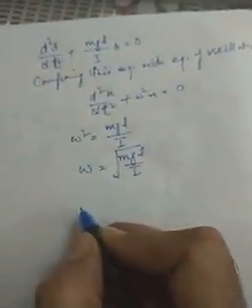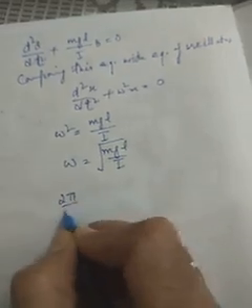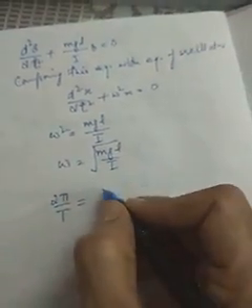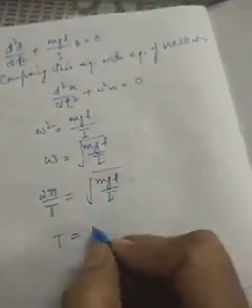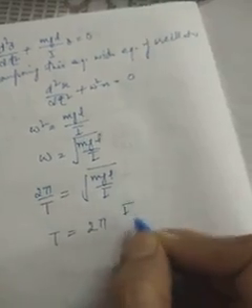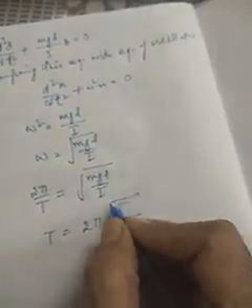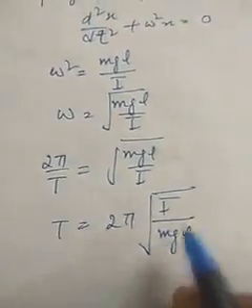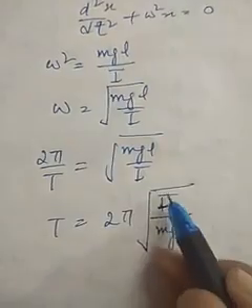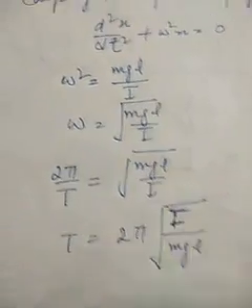We also know that this omega is 2 pi by T. So this one is the square root of mgL upon I, or T equals 2 pi times the square root of I upon mgL. This is the expression for the time period in terms of the moment of inertia I.